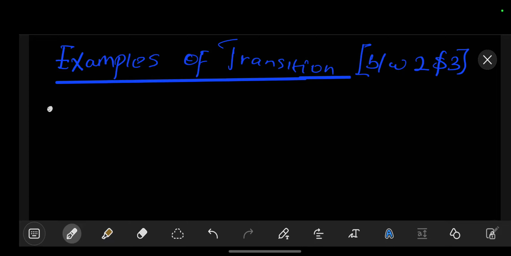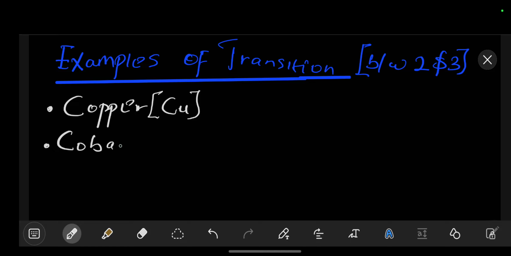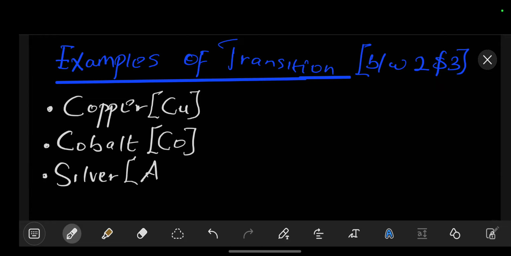Examples of them, the transition melters: we have copper in this list. By the way, most of you don't know the symbol for copper. The symbol for copper is Cu. Do not confuse copper with cobalt. Cobalt is also a transition melter, but the symbol is Co. You can see that difference right now. Then we have silver. Most of you also don't know the symbol for silver. The symbol for silver is Ag. Then we have gold. The symbol for gold is Au.